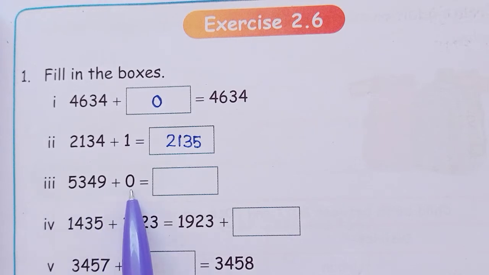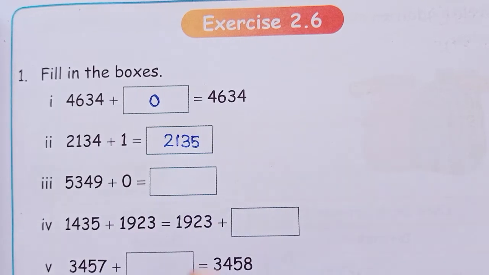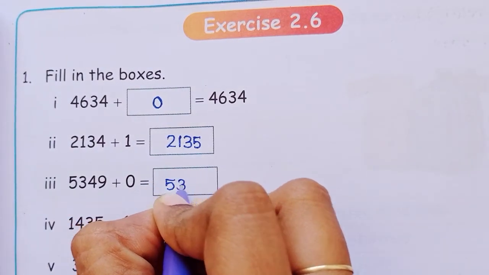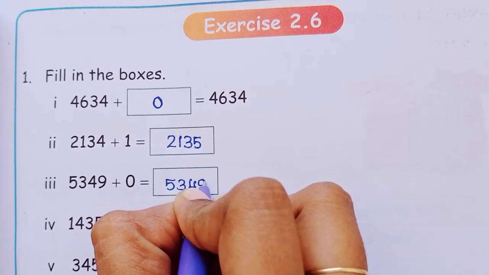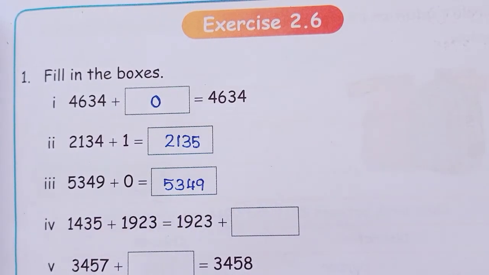5349 plus 0. When 0 is added to a number, it gives the same sum as the number. So the answer is 5349.